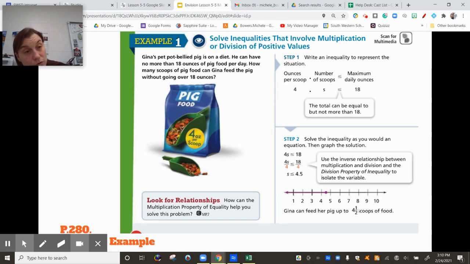Then if it was like 2 scoops, that would be 8 ounces. And 3 scoops would be 4 times 3 is 12. So you're going to multiply the ounces per scoop, the unit rate, times the number of scoops. That's what they did here. And the most it can be is 18. That means that the 4 ounces per scoop for the number of scoops has to be less than 18 ounces. Okay, good.